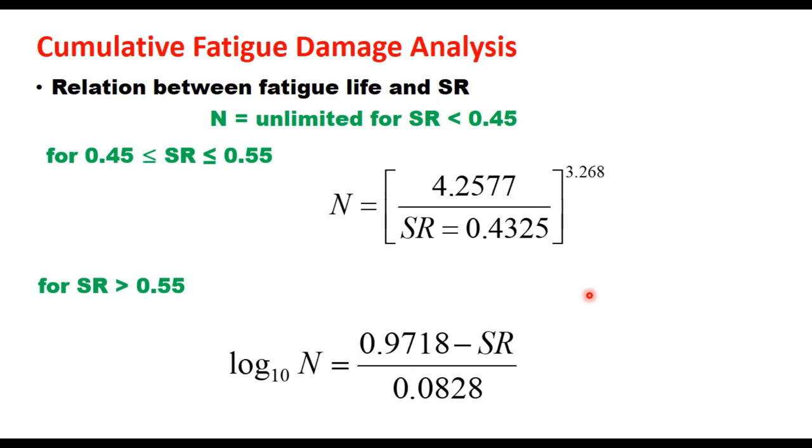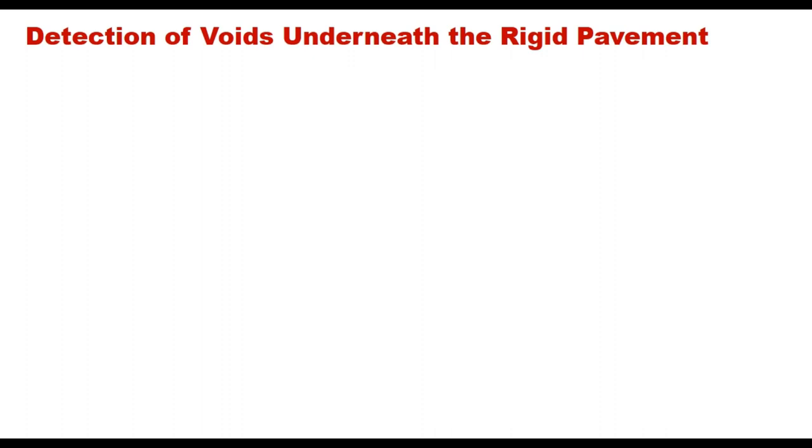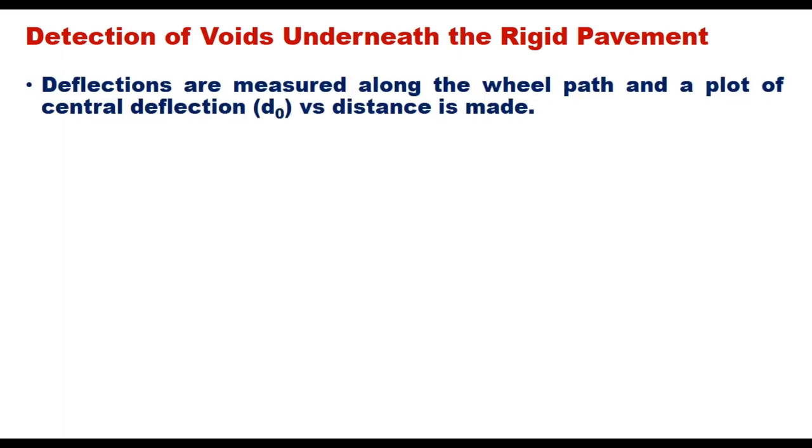Another important characteristic of the pavement that can be determined using FWD is the detection of voids underneath the rigid pavement. Detection of voids below a pavement slab can be done by FWD. Even GPR can be used to determine the voids in the pavement, but the results of GPR are generally not very precise, and GPR can only give you an idea about the location where the voids in the pavement are likely to be.